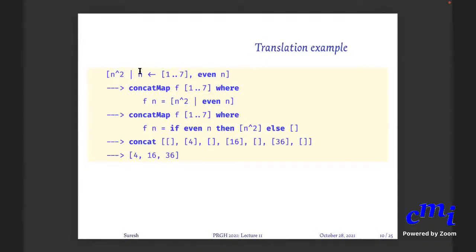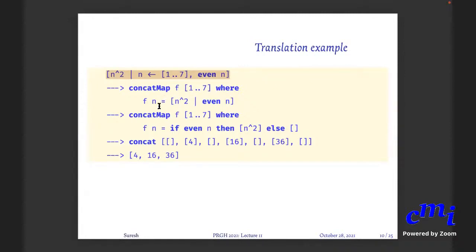Yes. So for instance here, just an example will make it clear. N squared such that n belongs to 1..7 such that even n is nothing but concatMap of f applied to 1..7, where f of n is nothing but n squared such that even of n. Because you've taken care of this, you just want to do that.